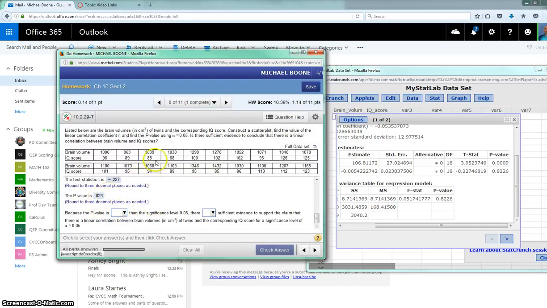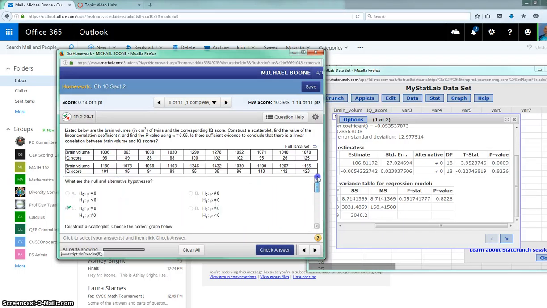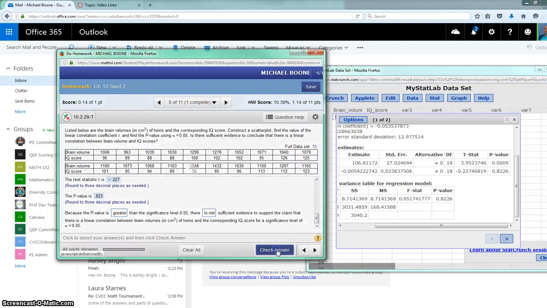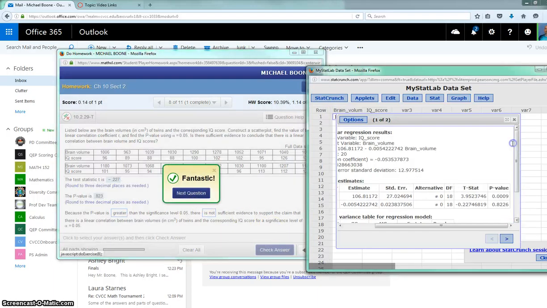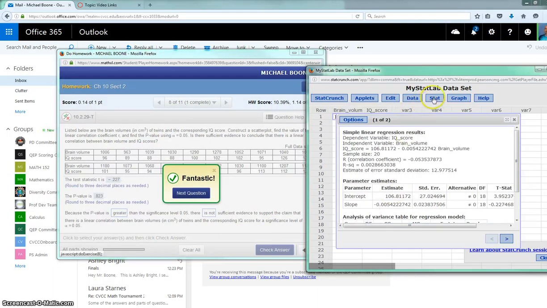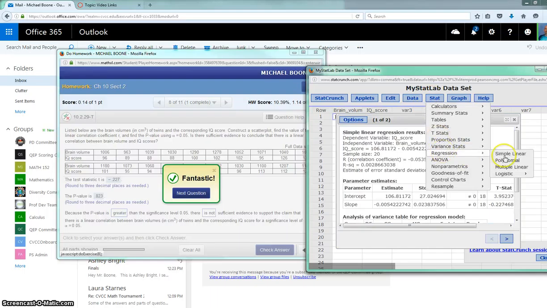And that p-value is way greater than that alpha, so there is not sufficient evidence. So we are not rejecting the null, saying, hey, there is not a good relationship between these two variables. Again, we can find all that information under stat and regression, simple linear.